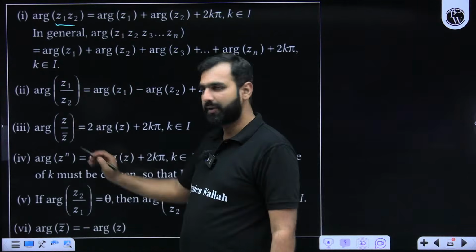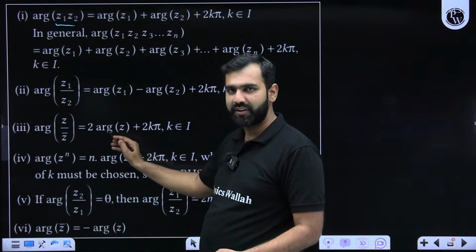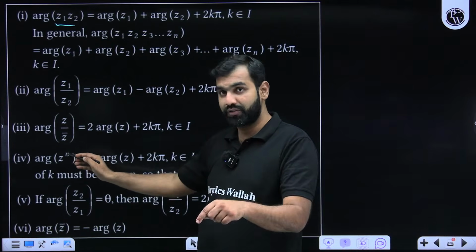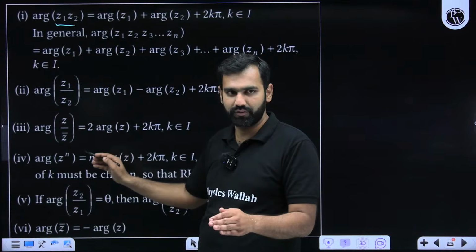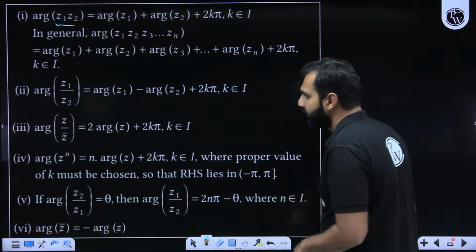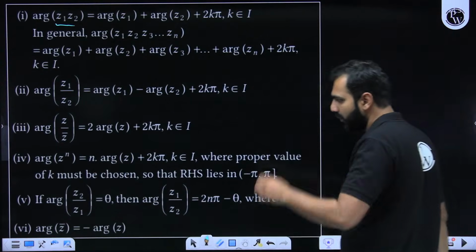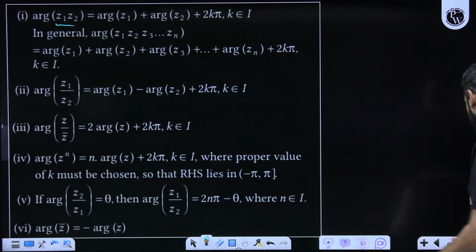Argument of z upon z bar. So argument of z minus argument of z bar. Z bar is the conjugate, which means negative of argument of z. So it is 2 times argument of z. Did you get that? Here, argument of z to the power n becomes n times argument of z. I hope you'll remember these results and you wouldn't forget them.